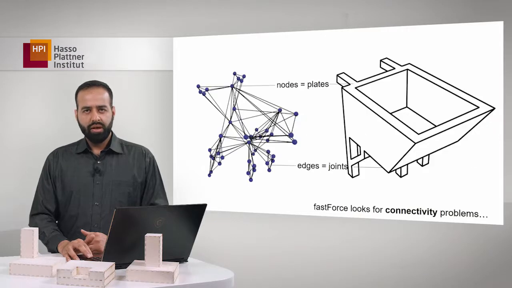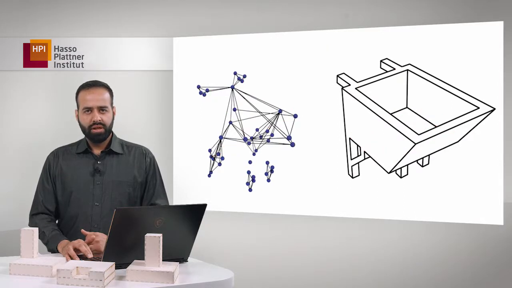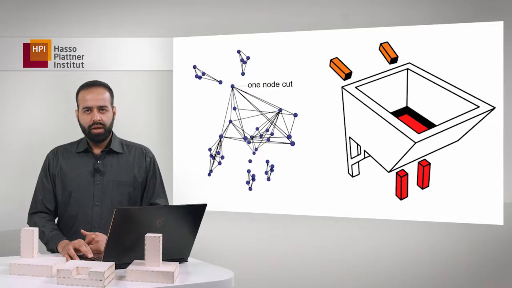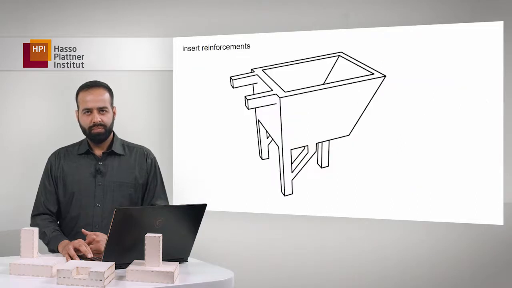FastForce uses a graph representation to look for connectivity problems. First, it removes all the joints where tension can be applied. This results in disconnected subgraphs, which point to parts in the object which can fall apart very easily. Next, we look for weakly connected parts in the model by performing node cuts. Here, a 1 node cut indicates that the handles can rip off, while a 2 node cut tells us that the legs can break.